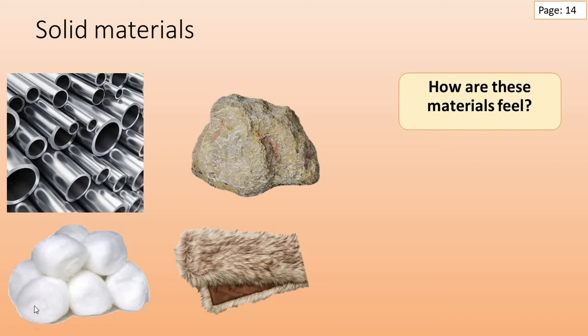Let's see cotton. What do you think about cotton? Is it hard or soft? It's soft. Great, grade 2. What about fur? What do you think? Is it soft or hard? It's soft. Excellent, grade 2. So we have two solid hard objects and two solid soft objects.